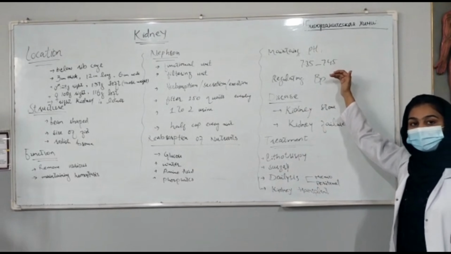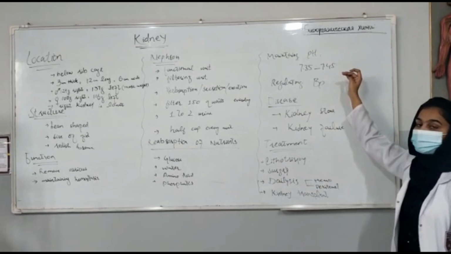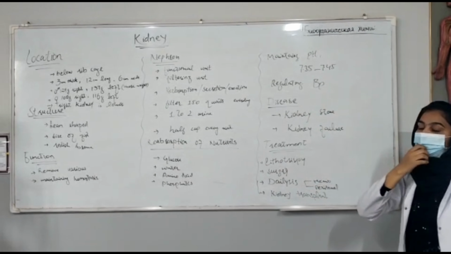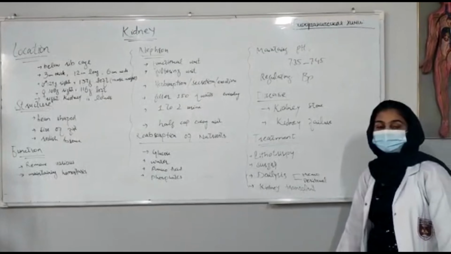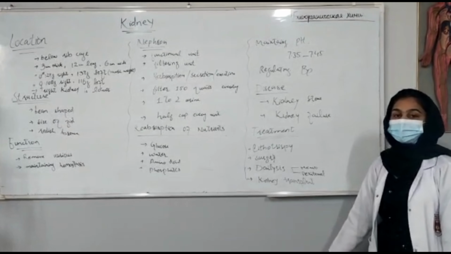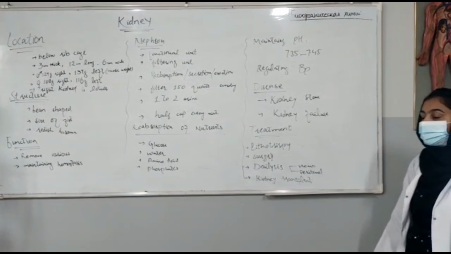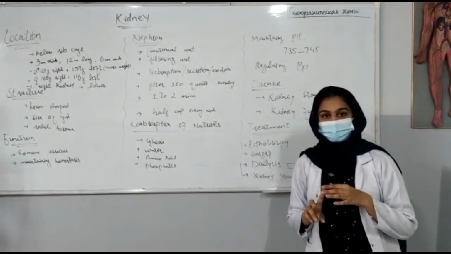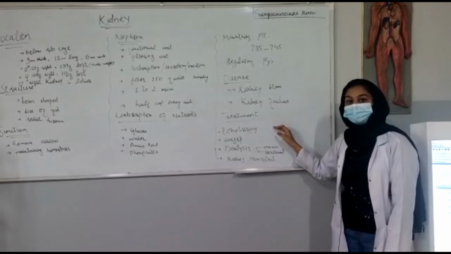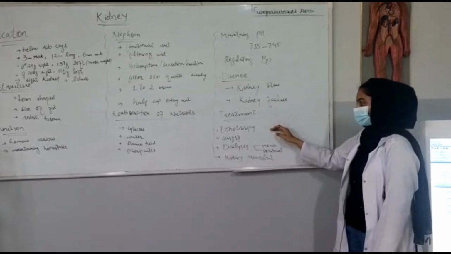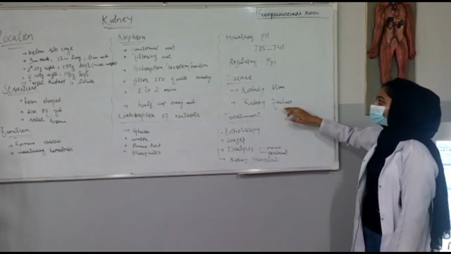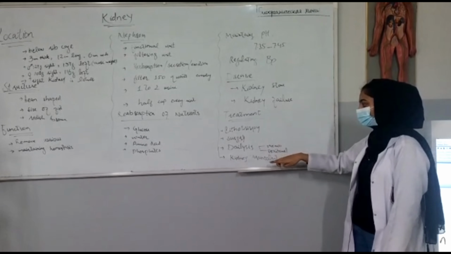It also maintains the pH of blood. The normal pH is 7.35 to 7.45. It also regulates blood pressure of our body. Kidney has two major diseases: kidney stone and kidney failure. For kidney stones, lithotripsy uses non-electrical shock waves, and the kidney failure treatments are dialysis and kidney transplant.